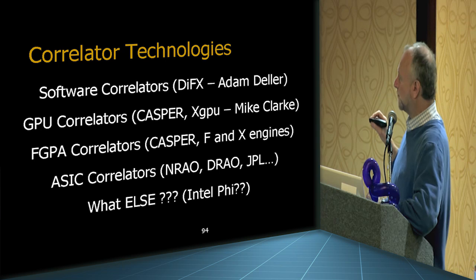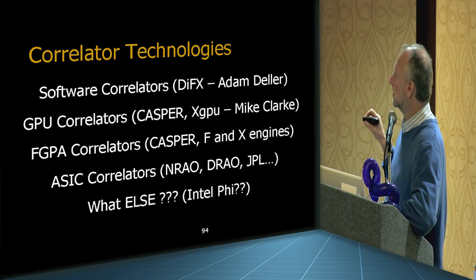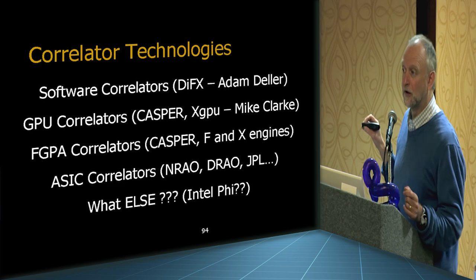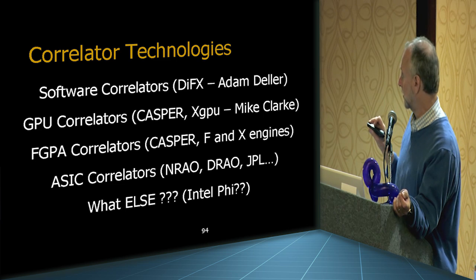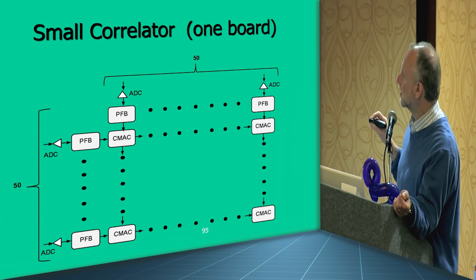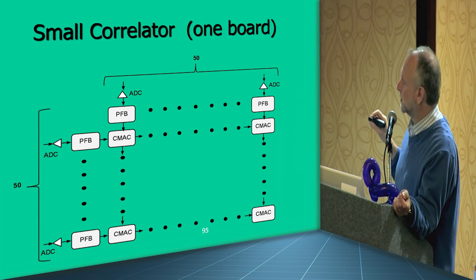We're interested in other platforms. I know some of you are experts at Intel Phi and other kinds of computing platforms, but I'd be interested in talking to you if you've got some ideas for how to build correlators out of different kinds of technologies.